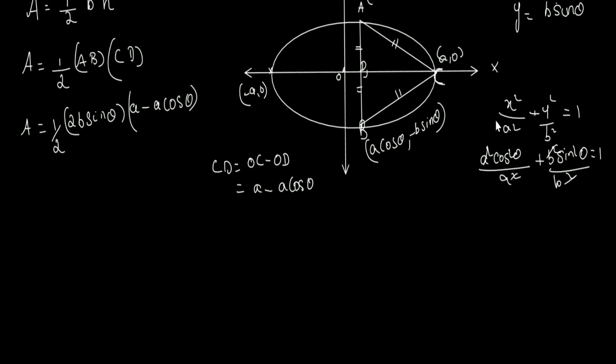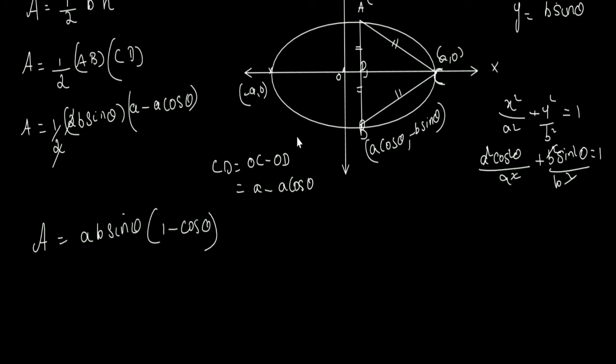So it is equal to... we can cancel this 2 and 2. So area is equal to, take out AB sin theta outside, so AB sin theta into (1 minus cos theta). This is the area of this triangle.